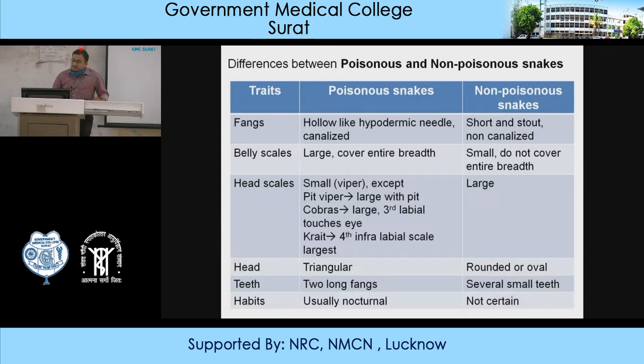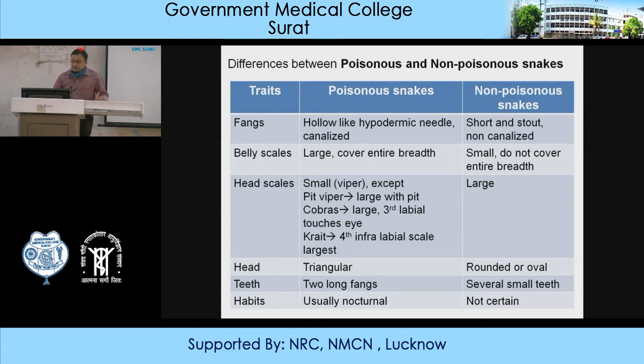Now, trait. Poisonous: fang hollow like a hypodermic needle, canalized. You see on the bite site a canalized or groove type fang mark, while in a non-poisonous snake the teeth are short, stout, and non-canalized. Belly scale is large and covers the entire breadth, while in a non-poisonous snake it is small and does not cover the entire breadth.